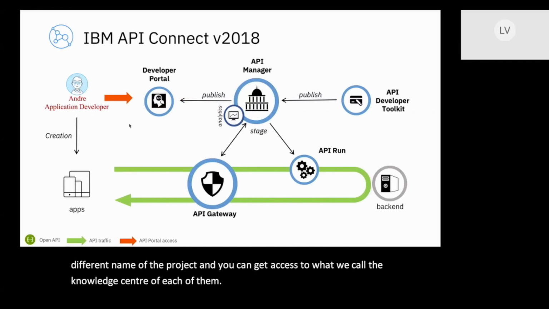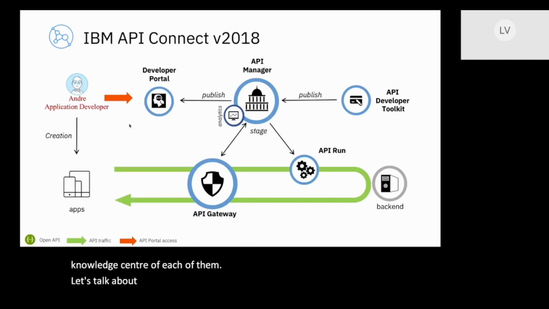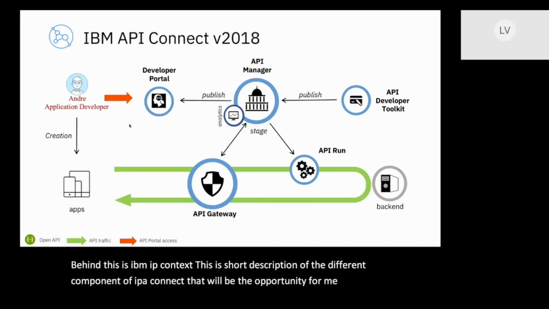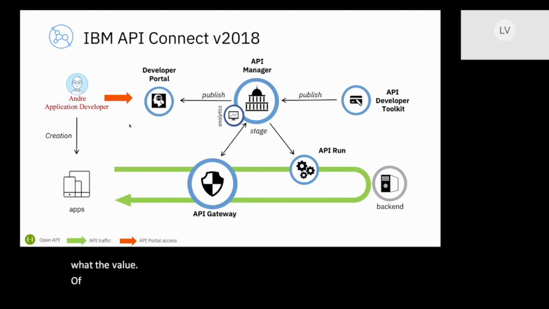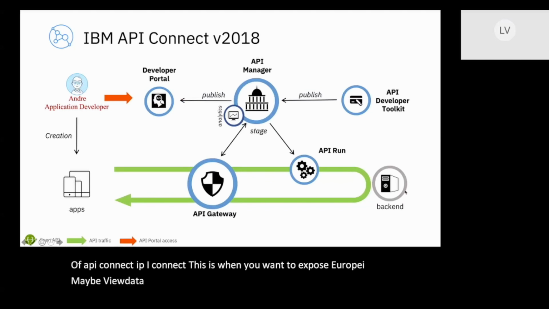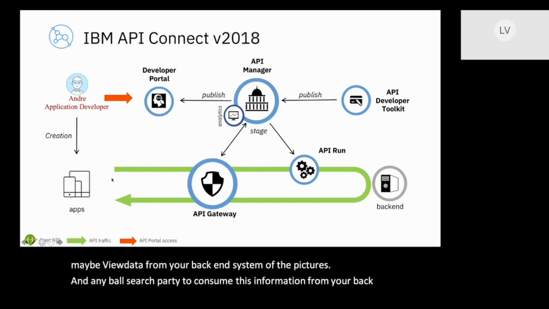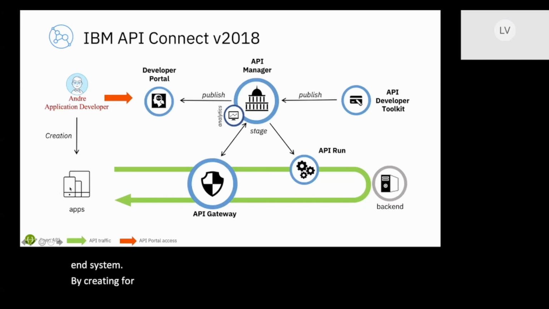Let's talk about IBM API lifecycle, and behind it, this is IBM API Connect. This is a short description of the different components of API Connect, and it will be the opportunity for me to explain the value of API Connect. API Connect is for when you want to expose your API, maybe your data or features from your backend system, and enable a third party to consume this information by creating, for instance, a specific application, leveraging the API you expose or you want to socialize and monetize.